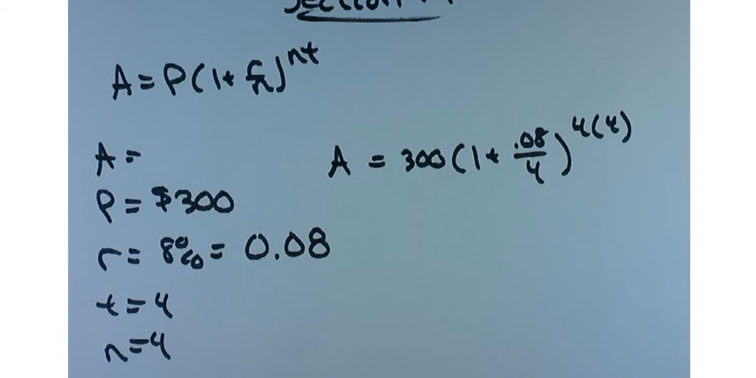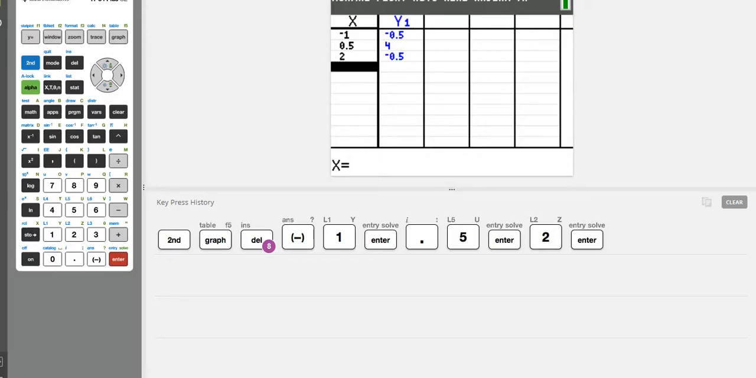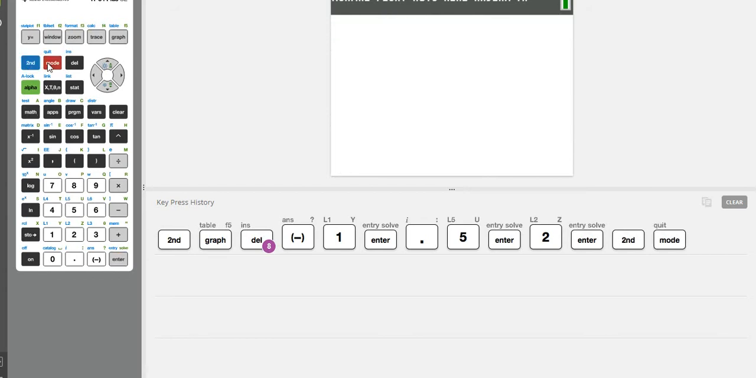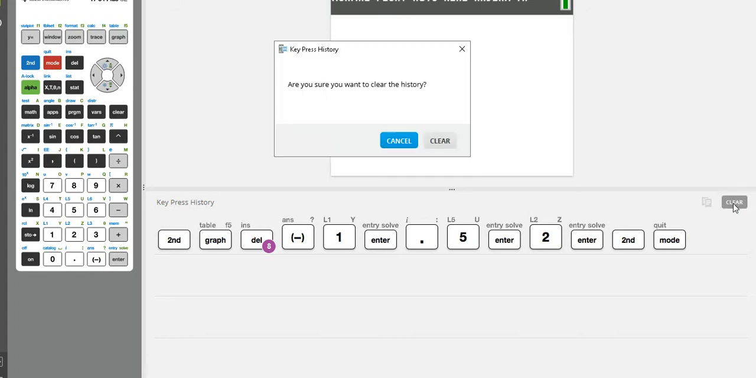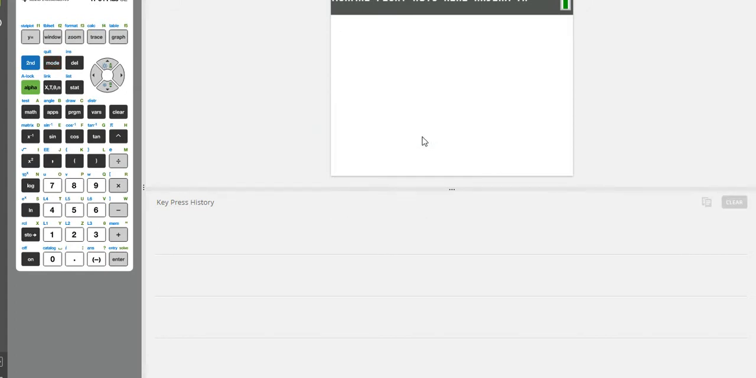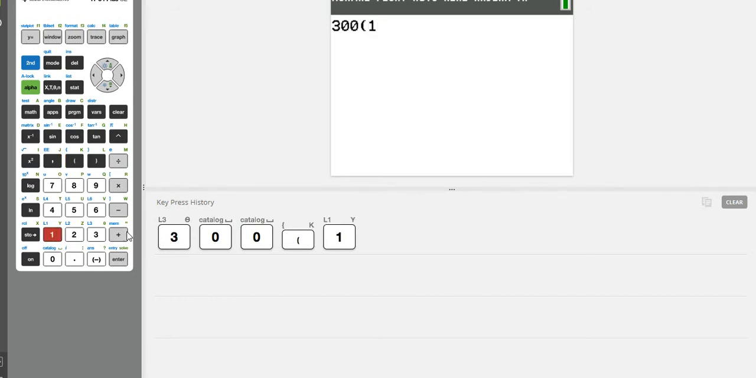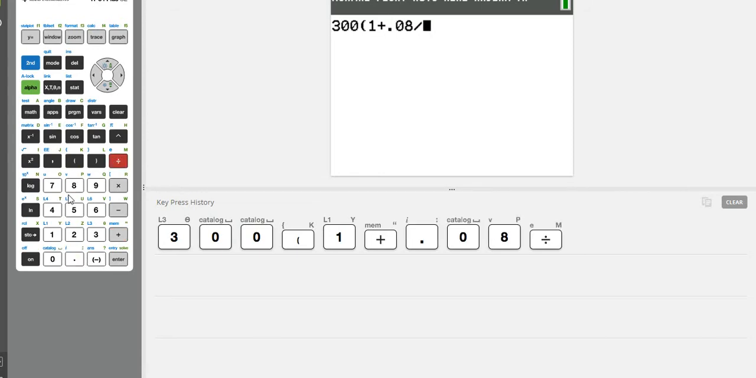So let's put that into our calculator. And the trick in putting this into your calculator is to not hit the equals button until you're all done. So let me clear this out. Start from fresh. Type in 300. Now on the graphing calculator, if you're putting a parenthesis here, it understands that they're multiplied. So you don't have to put in the times there. 1 plus 0.08 divided by 4, parenthesis, and again, do not hit the enter key until you're all done.